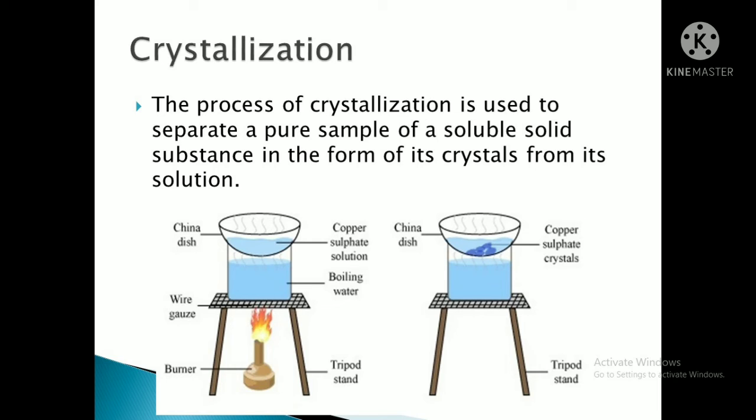What happens here? Copper sulfate solution is taken here. Okay, there's a very pure sample of soluble substance, it will form crystals. When it will be what? Here there is in a solution type, isn't it? Copper sulfate is in solution, means water content is there.